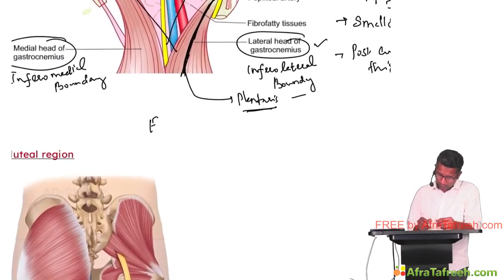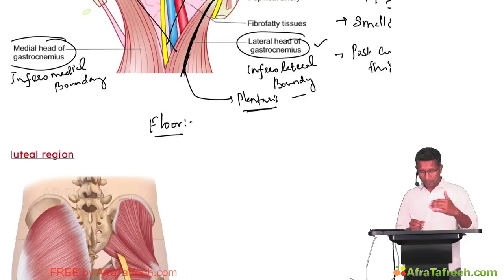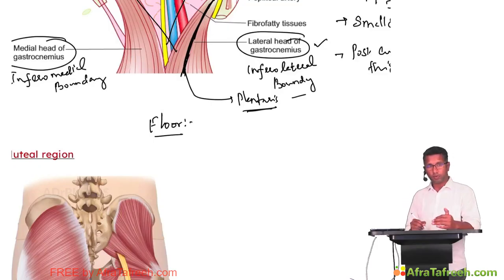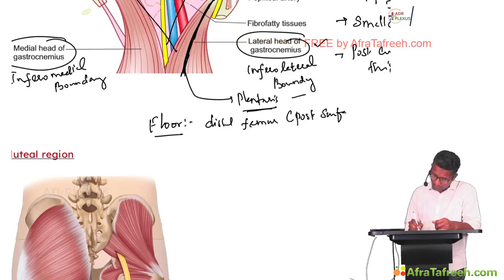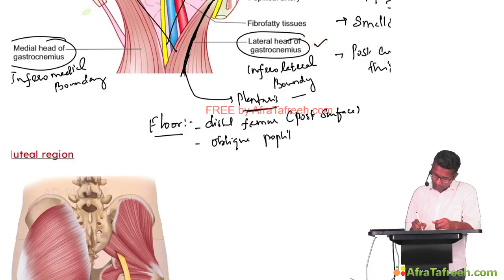The floor of the popliteal fossa is formed from above downwards by the distal femur, okay. What part of the distal femur? It is the posterior surface of the distal femur which forms the floor. Next comes the oblique popliteal ligament.